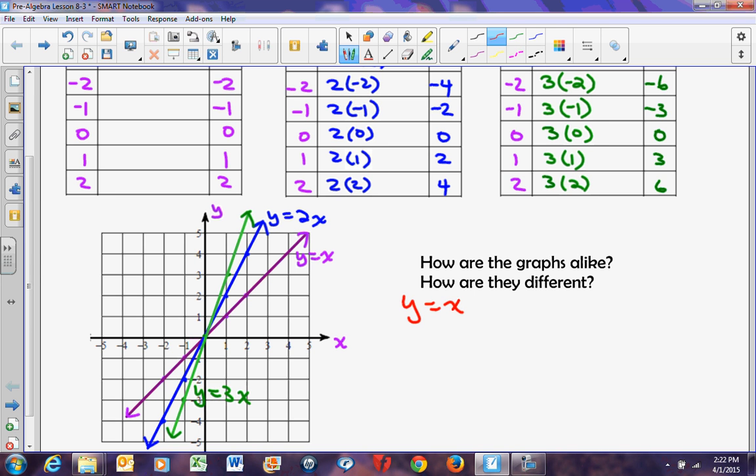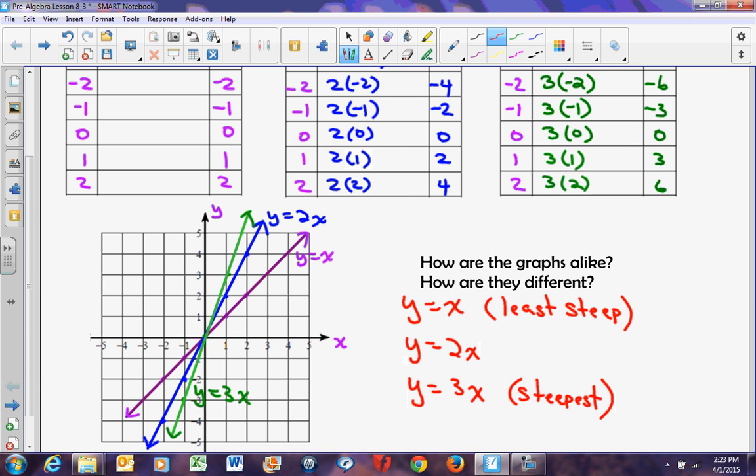If you look at this, we have three equations: y equals x, y equals 2x, and y equals 3x. This has the steepest slope. It's the steepest line, and this is the least steep line. So if you were having to bicycle up these hills, I picked the purple hill because it's less steep. They both go through the origin, one is a little less steep than the other. Okay, let's take a look at some other graphs.